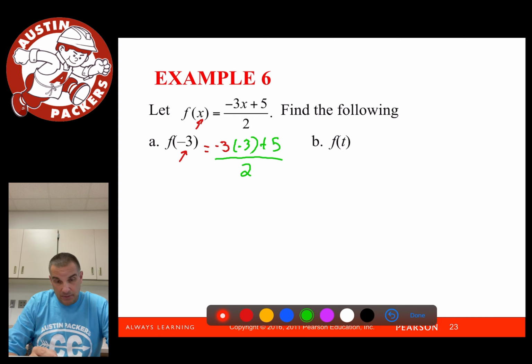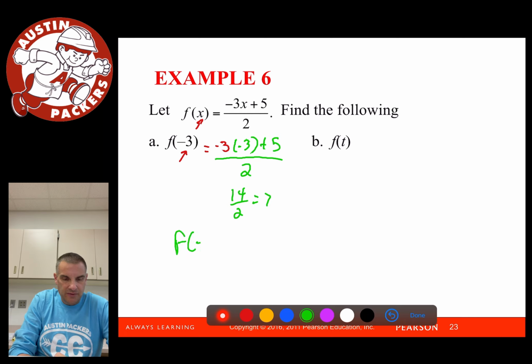So -3 times -3 is 9. 9 plus 5 is 14. 14 divided by 2 is 7. So we can say that f of negative 3 is equal to 7.